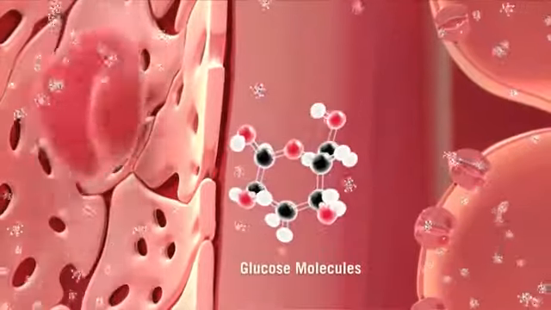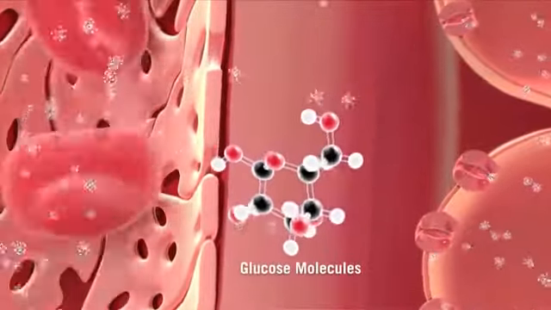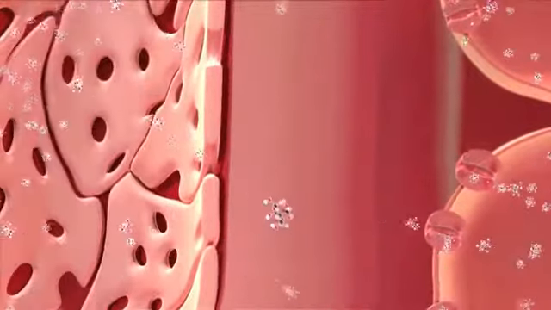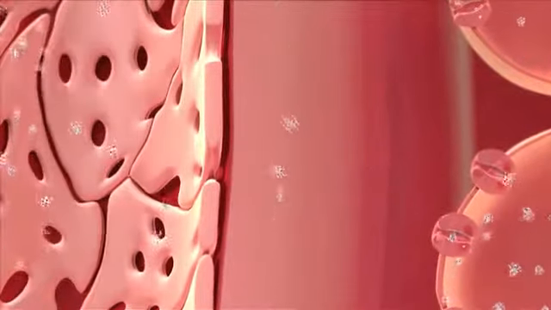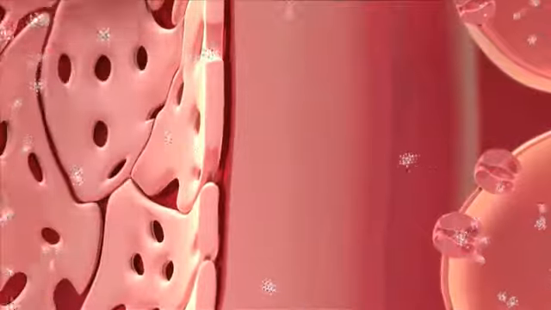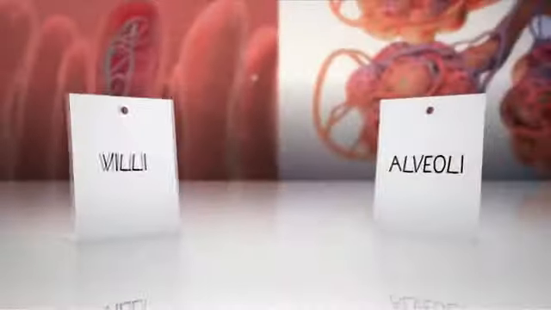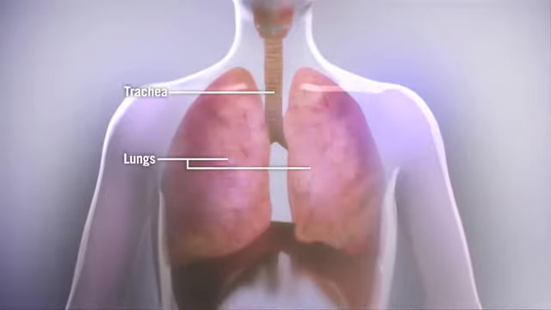Watch how these glucose molecules are moving into the bloodstream. This is also what happens with molecules of amino acids. The bloodstream carries glucose and amino acids to every cell in the body. Now that we have seen the structure of the villi, let's take a look at the alveoli.